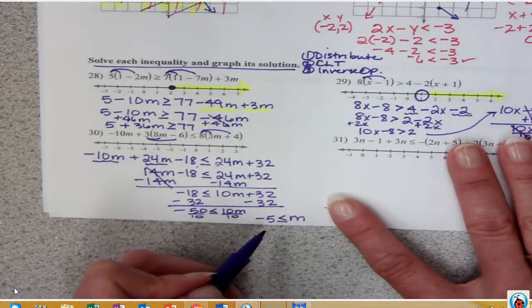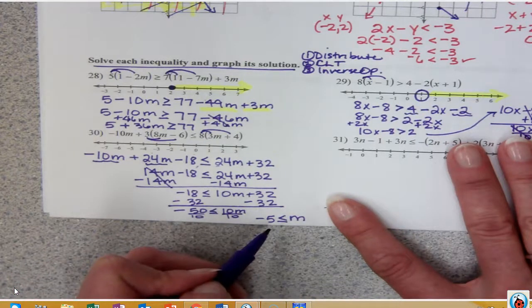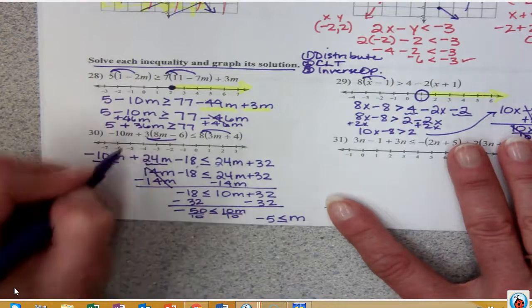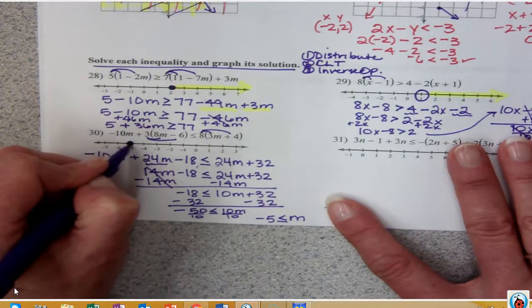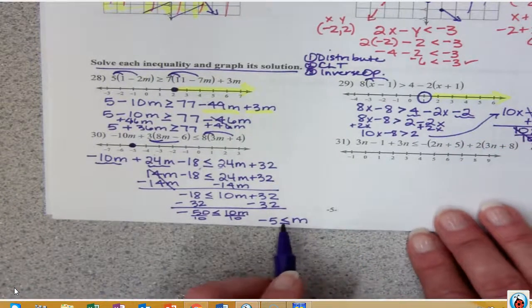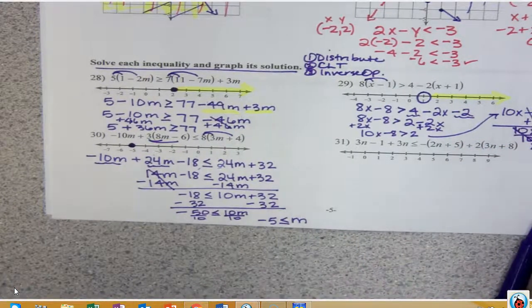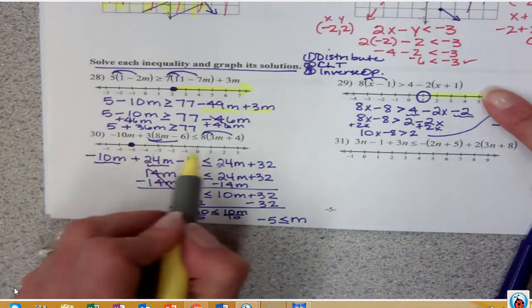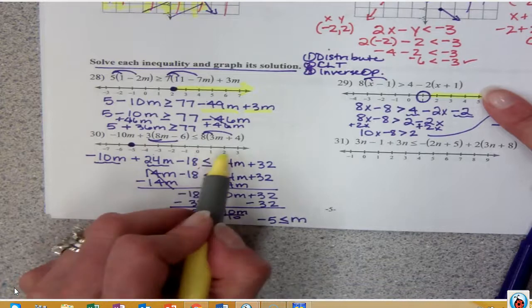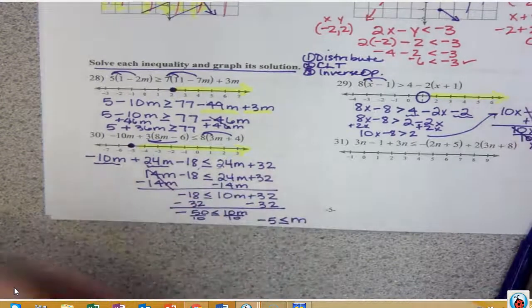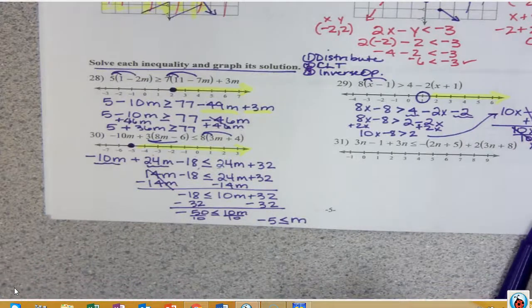So now since I have a less than or equal to, I'm going to use a solid dot because of that equal to sign. And I'm going to put that right on the negative 5. M is greater than negative 5, so I need to make sure that I highlight: 0 is greater than negative 5, 1 is greater than negative 5, 2 is greater than negative 5, so I know I'm going to highlight this way. Alright.